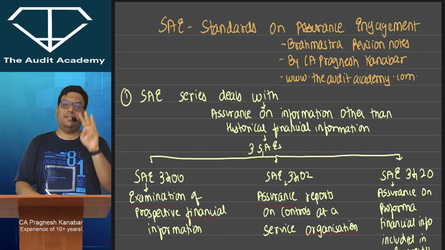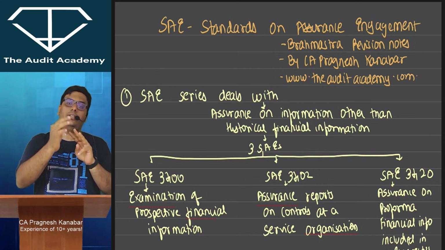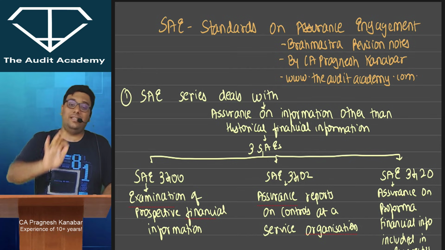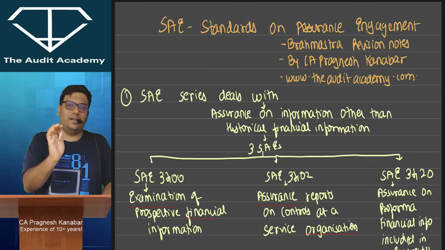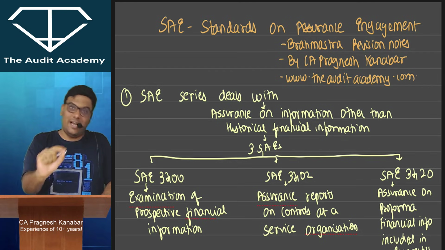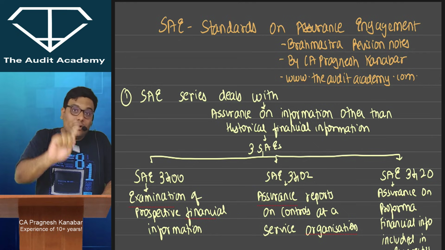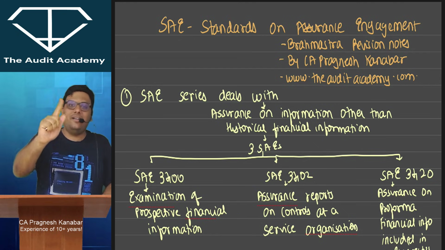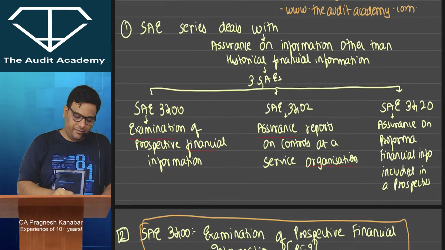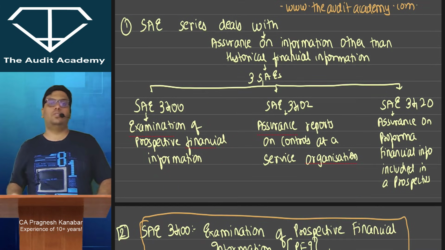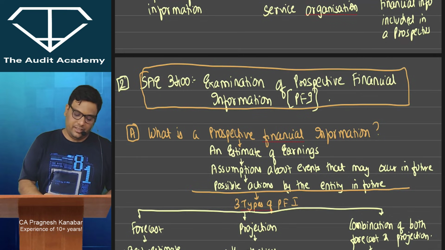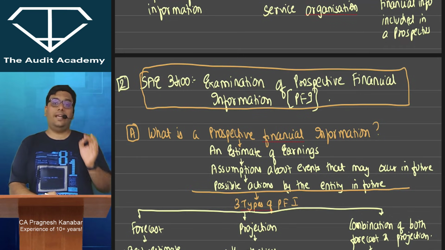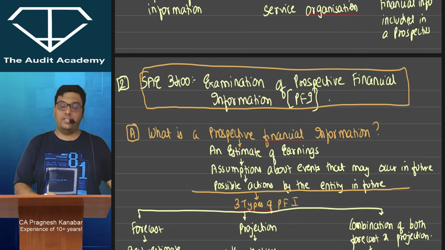There are three standards, and all three of them are dealing with something different. In all three standards, something is getting examined, but it is not historical financial statements. So what is getting examined? Standard by standard I will teach you. First is SAE 3400. SAE 3400 talks about examination of prospective financial information.